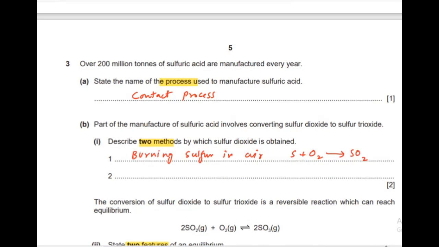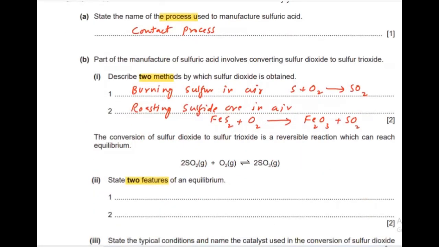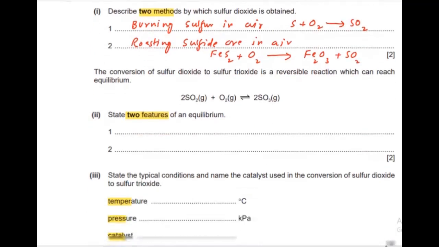And the second thing is roasting sulfide ore in air. Generally, iron pyrite, FeS2, is used to get Fe2O3 plus sulfur dioxide, and then we have to balance this equation. So these are the two methods used to get sulfur dioxide in the chemical industry, either by burning sulfur in air or by roasting iron pyrite, which is the sulfide ore, in air.